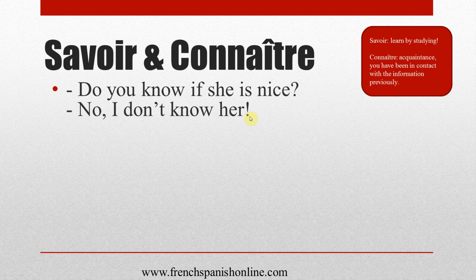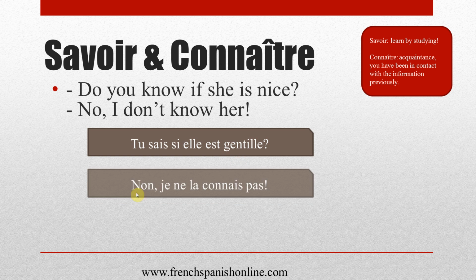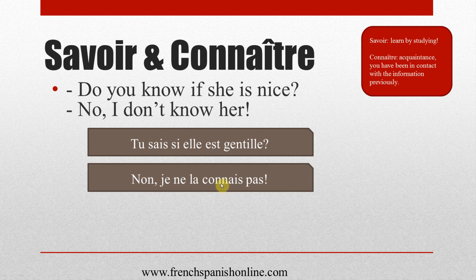Do you know if she's nice? No, I don't know her. So we have twice here the verb to know. How to translate it in French? First in the question, do you know if she's nice? There is a clause here started with if. So, if you remember, we need the verb savoir. And the second sentence, I don't know her. Her is a person, so we need the verb connaître. And we have tu sais si elle est gentille? Non, je ne la connais pas. Different verbs for the same word in English, and you can't change them.